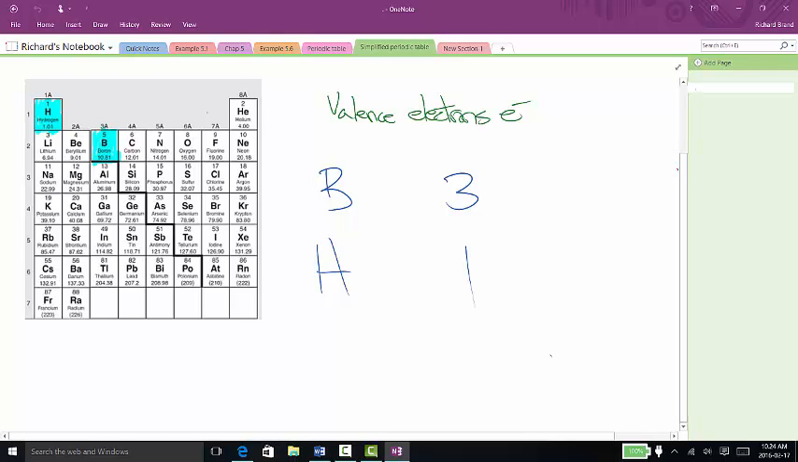Hydrogen is in the first column. It has 1 valence electron. So boron, group 3A, is in the third column of my simplified periodic table, with 3 valence electrons. Hydrogen has 1 valence electron.